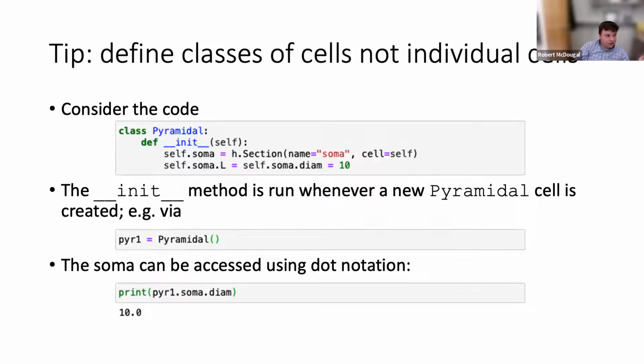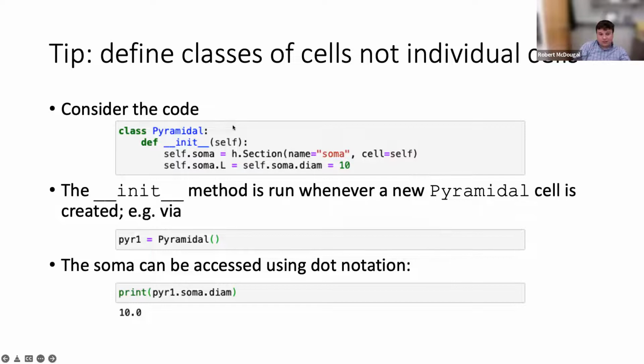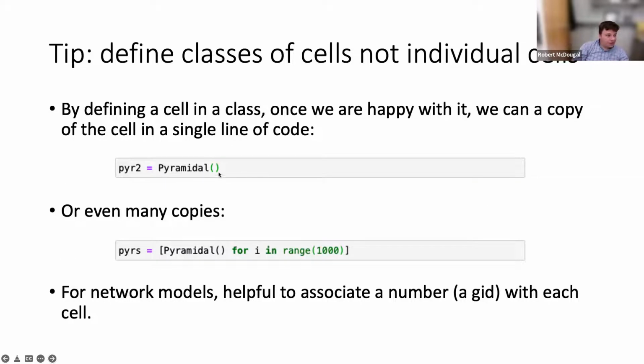I've already sort of mentioned that we should define classes of cells rather than individual cells. Here's code for how to do it. Happy to talk offline or afterwards about this in detail, but in the interest of time, I'll largely skip over that. Here's why we do it, though. If I create this thing called a pyramidal cell, I can then go back and define it as a pyramidal cell, and I can make another one just by invoking it. And moreover, I can use what's known as a list comprehension, and I can build a list of 1,000 pyramidal cells in a single line of code. So that's extremely powerful, to be able to define what the cell looks like, and now give me 1,000 of them.